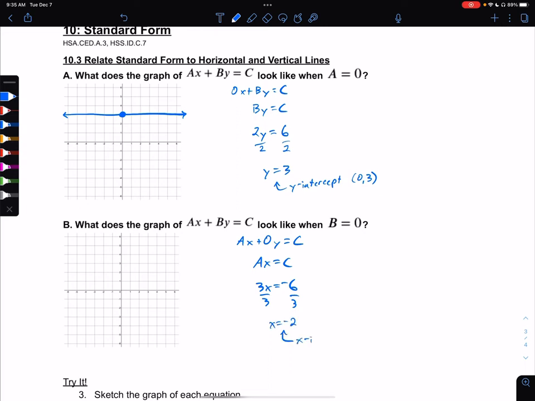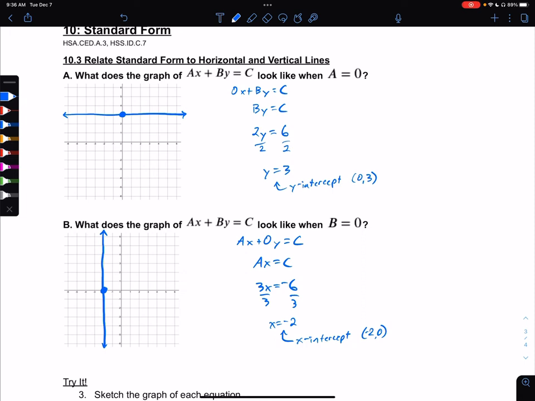So this is my x-intercept. So negative 2, 0. And I'll plot that on my x-axis. What we're saying in this problem, in part B, is that x is always negative 2. Y doesn't matter. X is always negative 2. There is no y value, or whatever y value we pick, x is always going to come out to be negative 2. So this time we have a vertical line that goes through our x-intercept. And that's your graph.